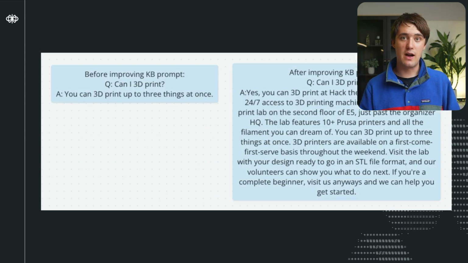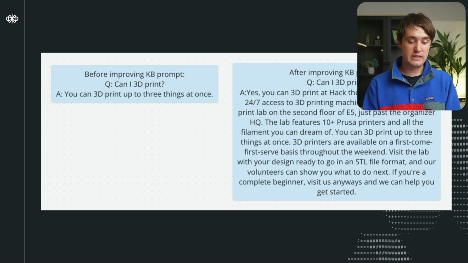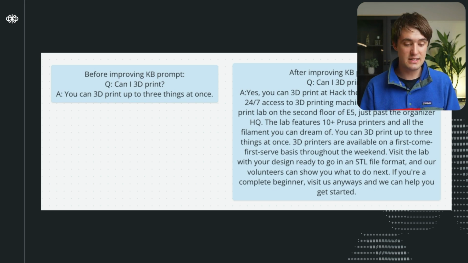The next challenge we found is actually just getting good answers out of the agent. Here on screen, we see one example where I was asking it, can I 3D print? And it would give me a one-sentence answer. You can 3D print up to 3 things at once. I guess that answers my question, but it's not super clear and doesn't give all the information I want. I'd be pretty disappointed if that's the answer I got from a really advanced AI bot.